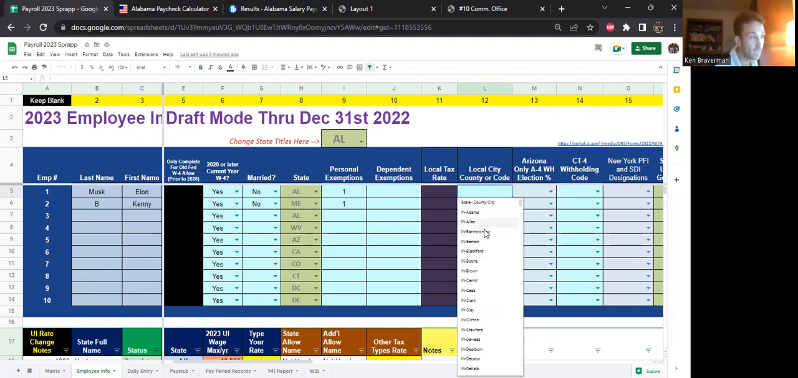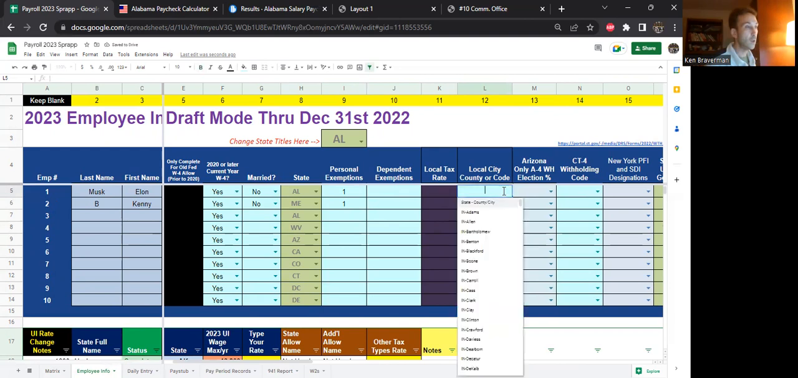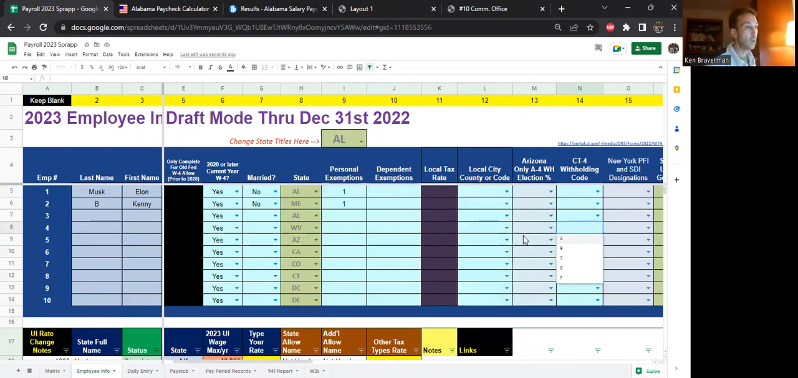So it's like Indiana has Allen County. You would never tax Indiana's Allen County in Alabama, so you wouldn't choose that. There are no Alabama local taxes according to my records in this file. But you have the ability to look up all of these counties. I mean, everything gets updated. It is a massive enterprise, but it is manageable and it does work.